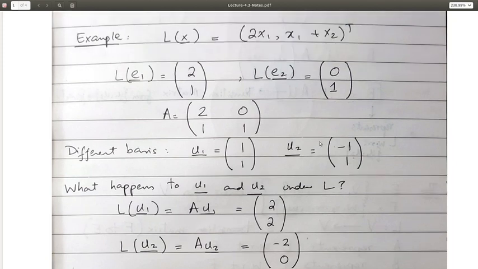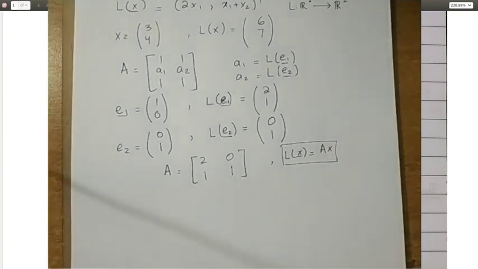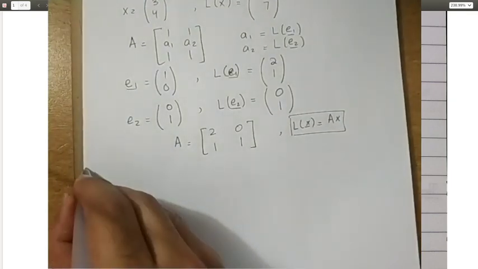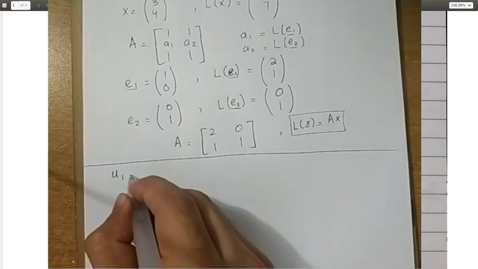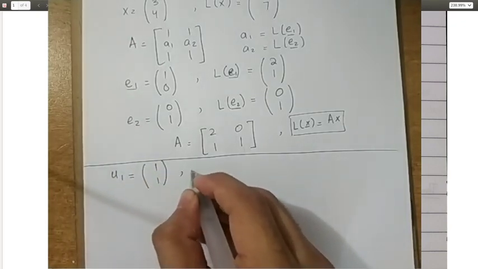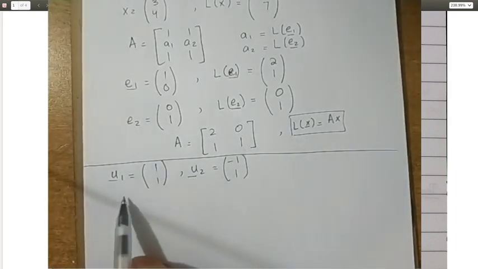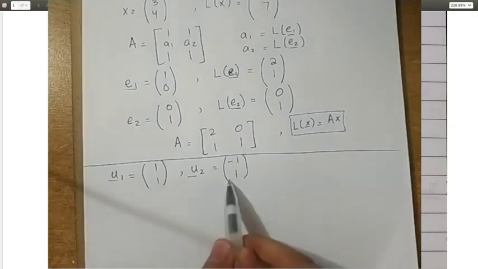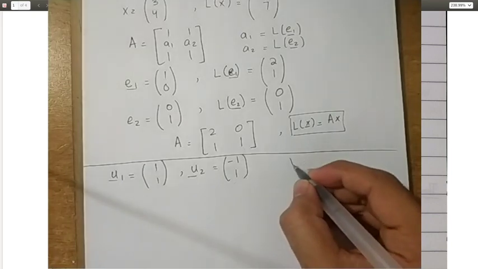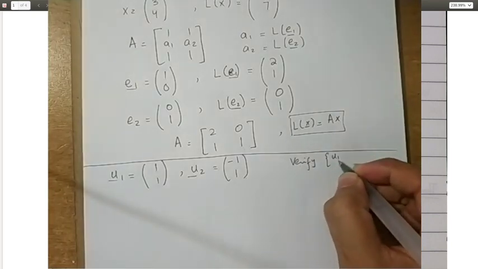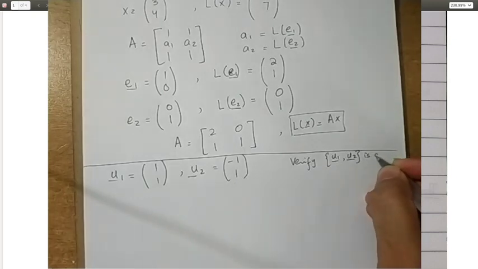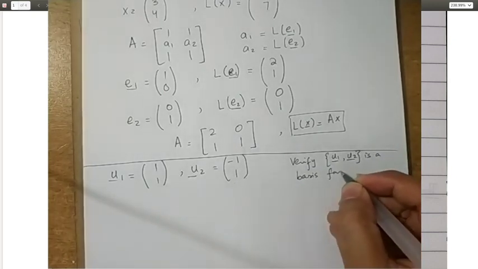Let's suppose we do the following. First, we need to figure out what happens to these basis vectors. So the question is, we have two new basis vectors where U1 is equal to (1, 1) and U2 is equal to (-1, 1). You can verify that this is a basis for R2 because both of these vectors are linearly independent.